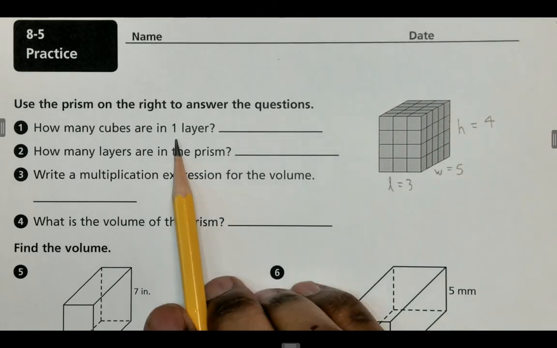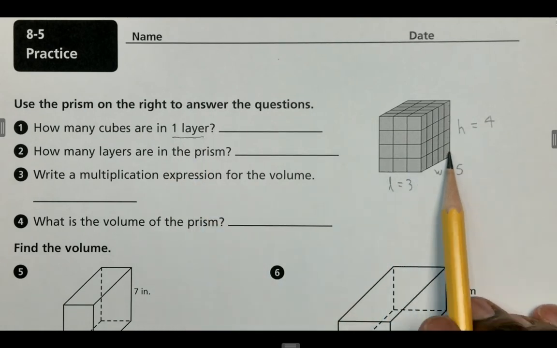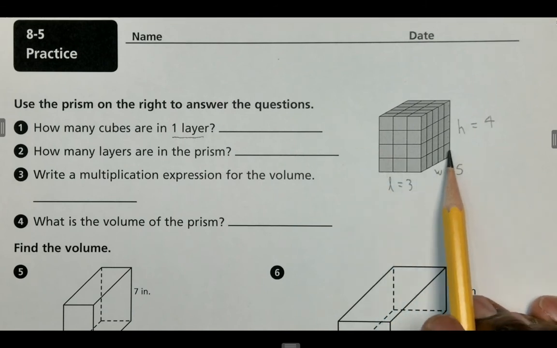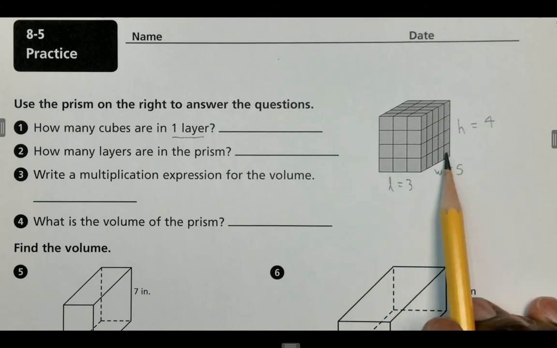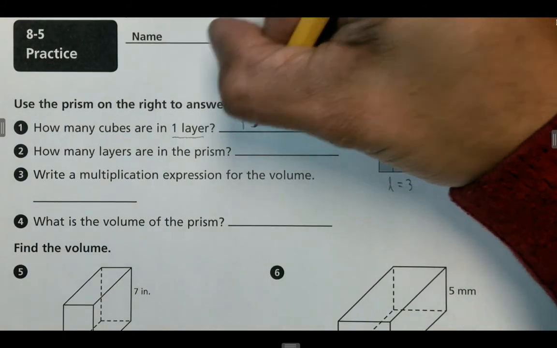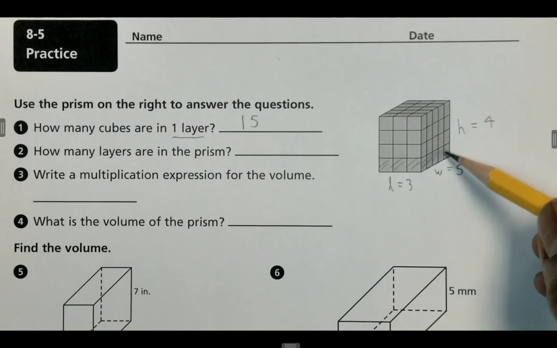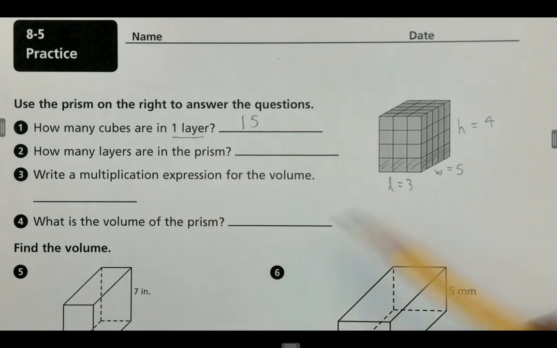But as far as what they mean by one layer, we're talking about this base face. It's 3 across by 5 deep. So the area or number of cubes in this base face is 3 times 5, which is 15. 15 cubes are in this base layer. How many layers are in the prism? Well, 1, 2, 3, 4, which matches the height.